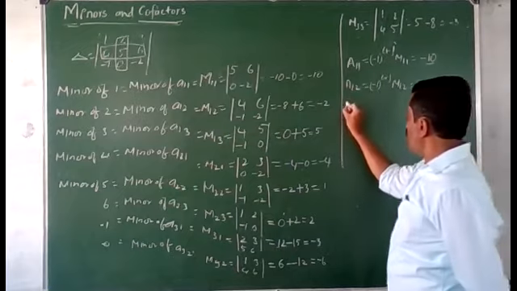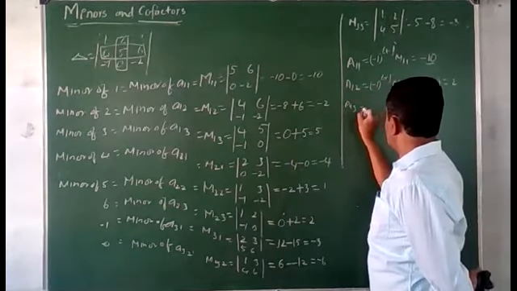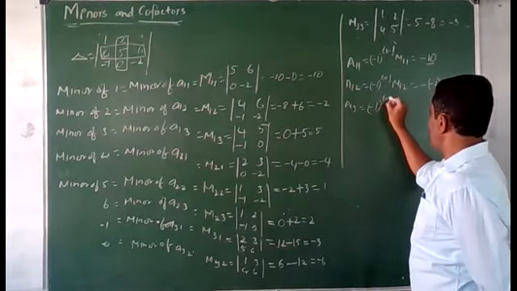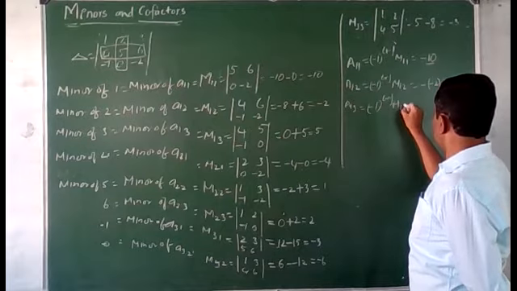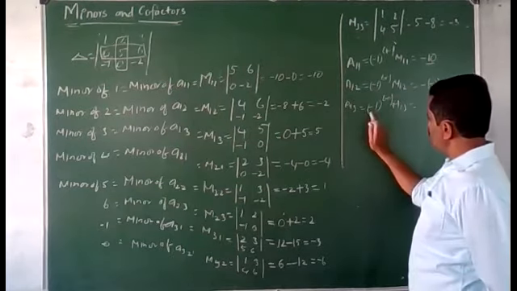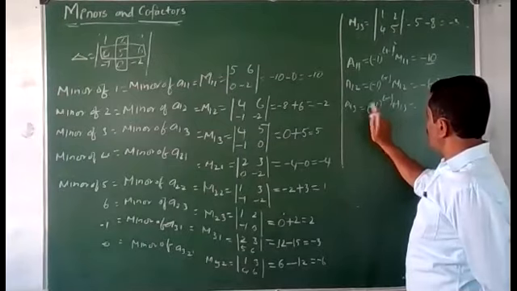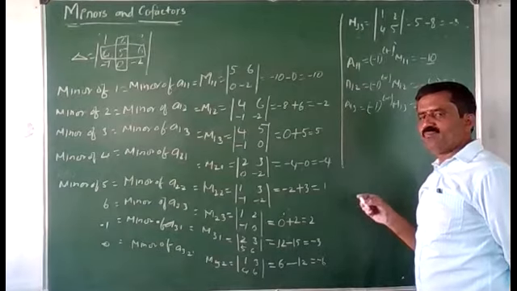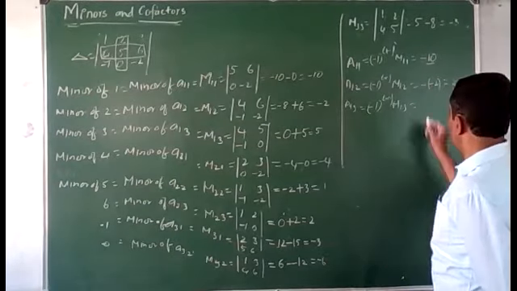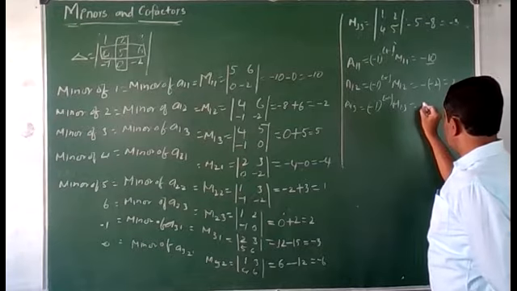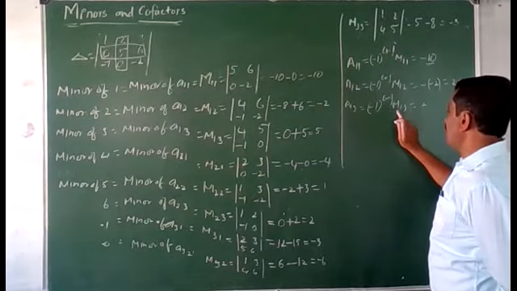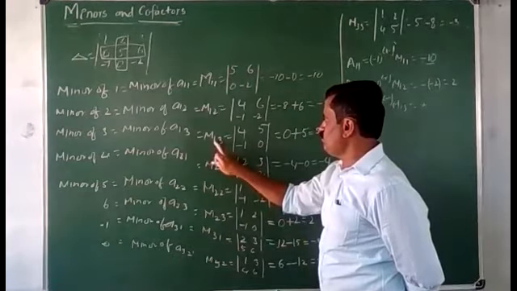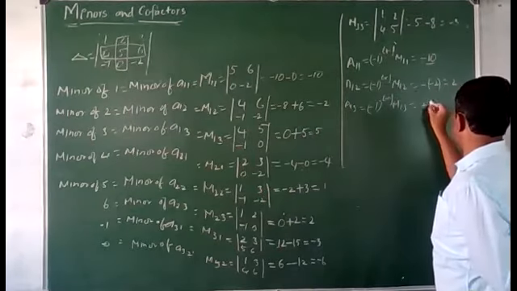Okay. Again, cofactor of A13. That is equal to minus 1 whole to the power of i plus j, that is the formula, into M13. That is minus 1 whole to the power of 1 plus 3, that is 4. So minus 1 whole to the power of 4 gives plus 1. Plus 1 into the minor M13. Already we have the minor, M13 is 5. That is 5 itself.